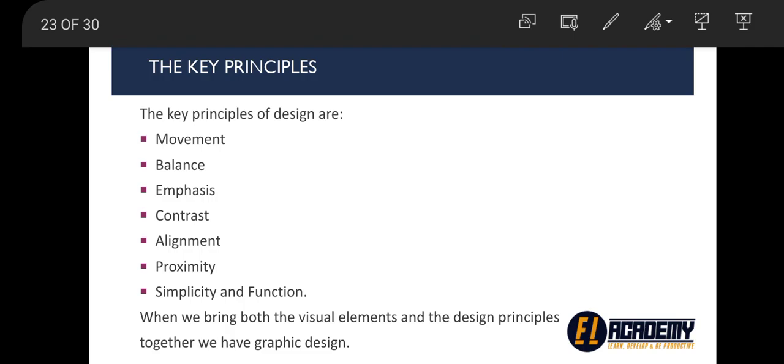And when this principle is used properly, you have a professional and very good and an amazing design.